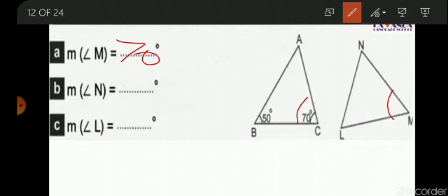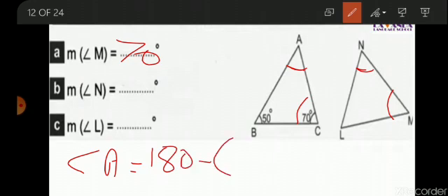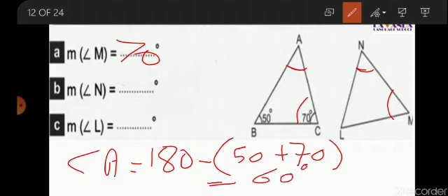Okay, measuring of angle N equal how many degrees? Measuring of angle N congruent to measuring of angle A. How can I find angle A? Remember angle A equal 180 minus bracket 50 plus 70 equal what? 50 plus 70, 120. 180 minus 120 equal 60 degrees. So measuring of angle N congruent to measuring of angle A equal 60 degrees. Measuring of angle L equal measuring of angle B equal 50.